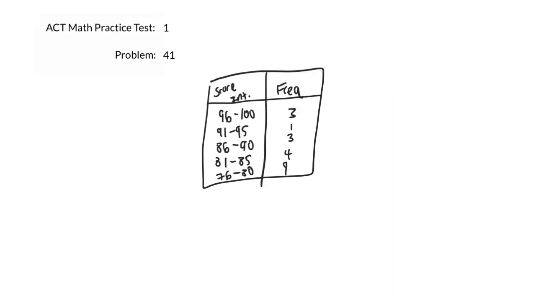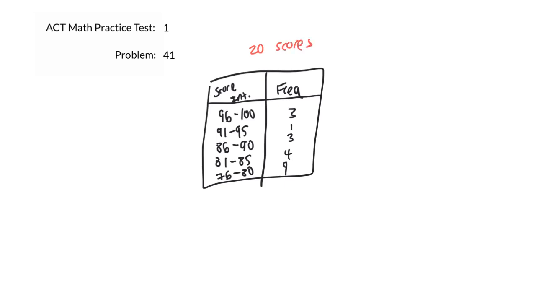So problem number 41 requires an understanding of frequency tables, where before you even tackle this problem, you need to understand that what this means is that there are 3 scores that were between 96 and 100. There's 1 score that is between 91 and 95, 3 scores that are between 86 and 90. And at the end of the day, they're kind enough to mention to you that there are 20 quiz scores, okay? 20 scores.